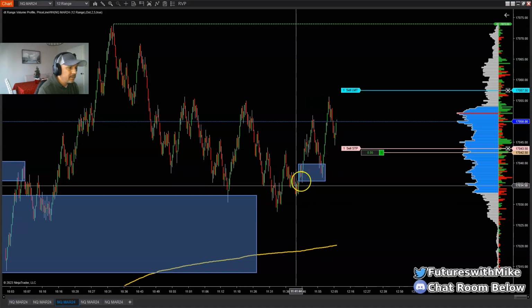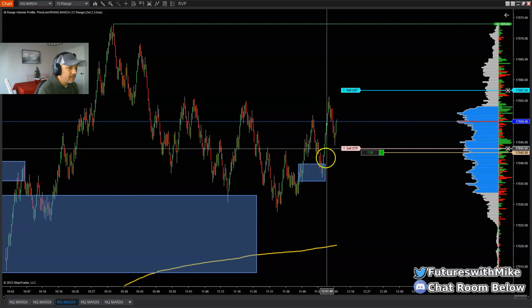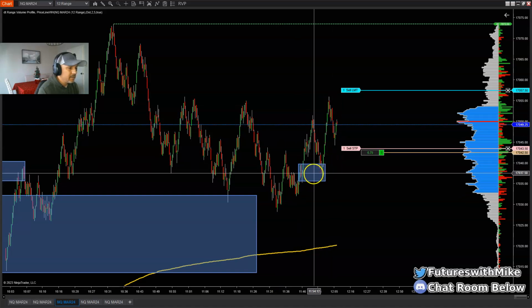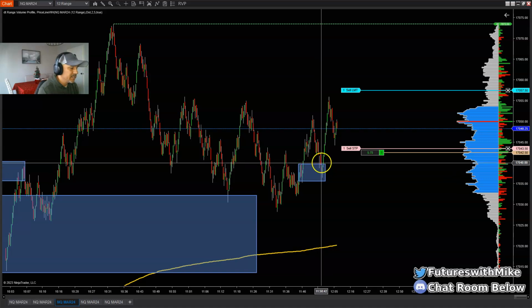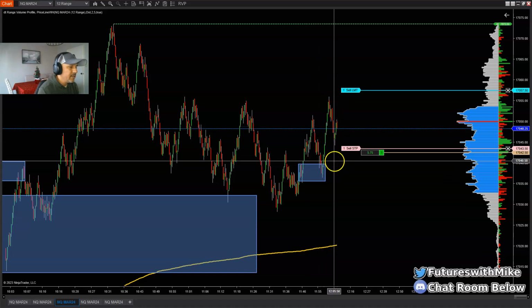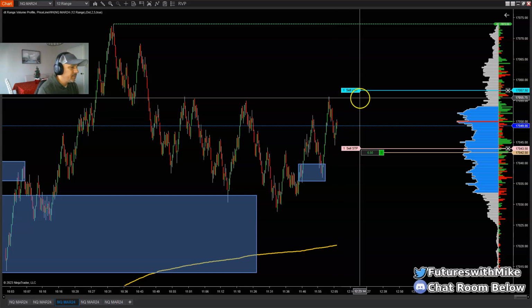Right here. Okay? We broke structure here, broke structure here. So it came back, filled. This is where I was looking to get into the trade at. Broke structure again. It can come back and fill this area, hit this demand area here in the lower time frame, and then boom.